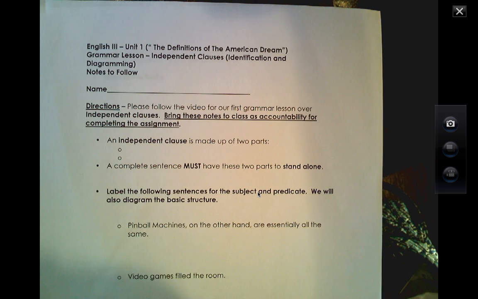What we're going to be doing today is our first flip lesson in grammar for independent clauses, both identifying them and diagramming them.